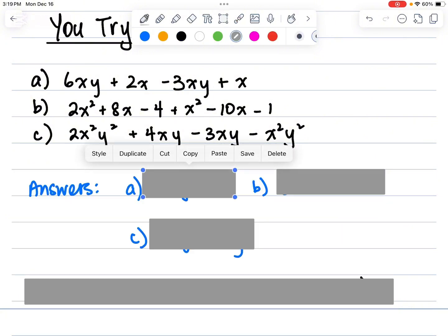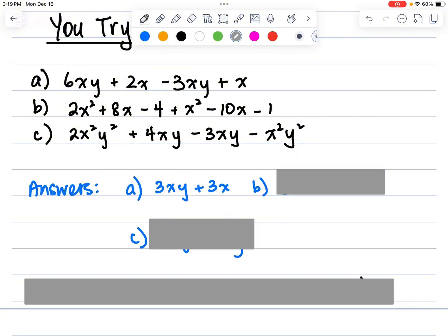Okay, so here's our answer to A. Hopefully you got it right. If you didn't, just remember that there is that invisible 1 here. So you're going to do 2x's plus 1x, and that's why it's a 3 and not a 2. I'm going to open up part B, so if you haven't done it yet, pause the video now.